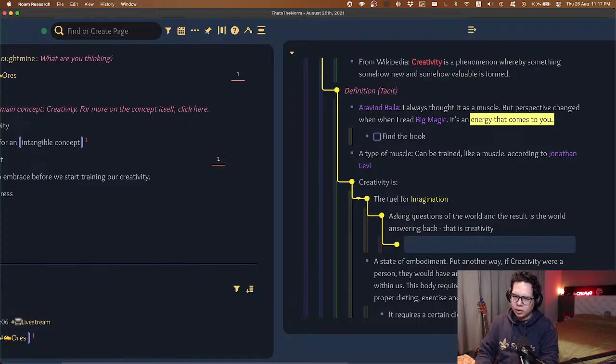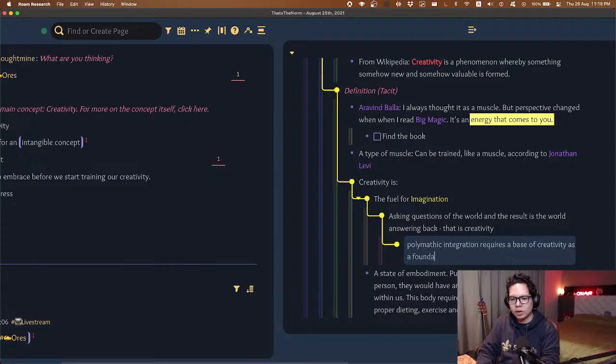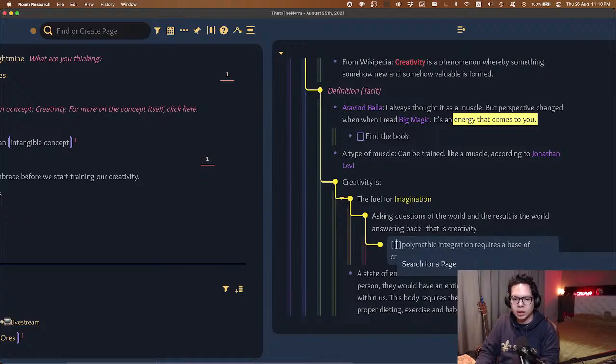And also, some of the most creative minds find connections between things. That's very polymathic. So I would say polymathic integration requires a base of creativity as a foundation before initiating. And I'm not sure if I wrote anything like that. No, I did not.